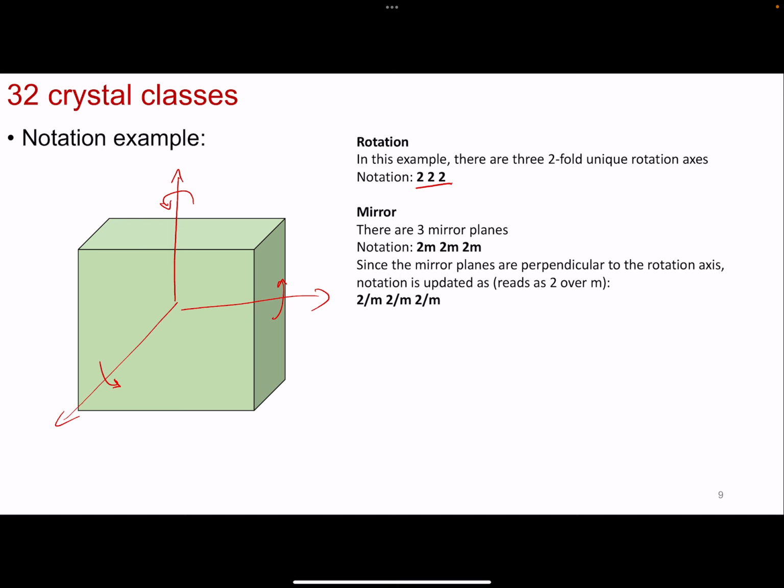There are also 3 mirror planes. So we'll write that as 2m, 2m, 2m, but also coincidentally, the mirror planes are perpendicular to the rotation axis. So then we actually write it as 2 over m, 2 over m, 2 over m, and we read it as 2 over m.